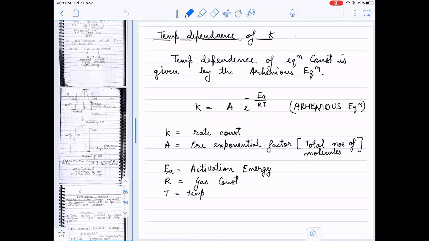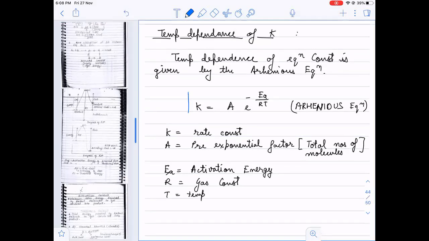Now it is given: temperature dependence of equilibrium constant is given by the Arrhenius equation. So we knew up till now that K depends upon temperature, but we never knew what is the actual relation. Now here in front of you is given the actual relation, which is showing the dependence of temperature on K. And this relation is known as Arrhenius equation.